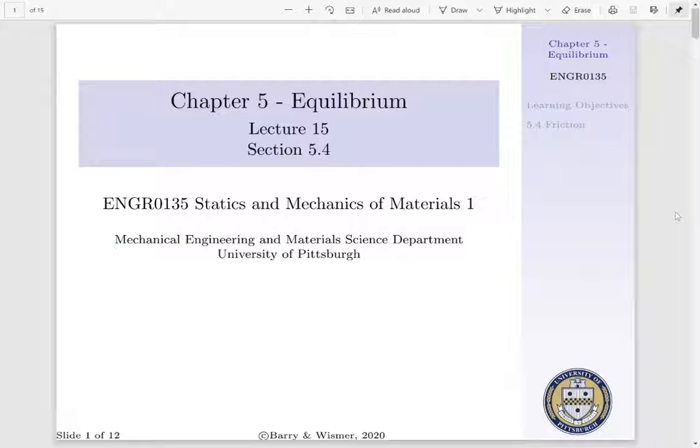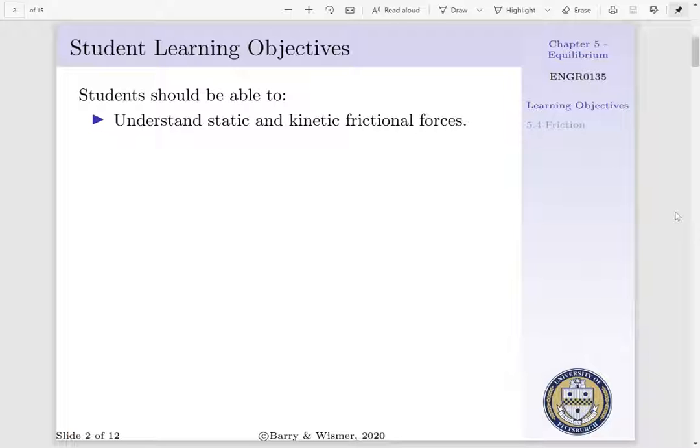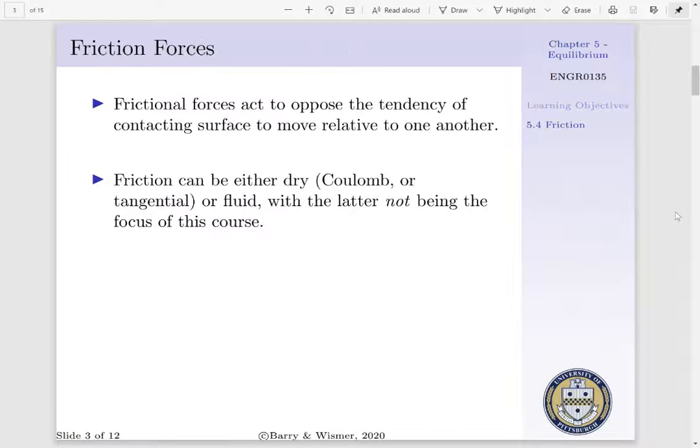Lecture 15 covers section 5.4. At the end of today's lecture, you should be able to understand static and kinetic frictional forces. Now, a frictional force is a force that acts to oppose the tendency of our contacting surfaces to move relative to one another. In this course, we're going to study dry, or Coulombic, frictional forces. Now, fluid forces is going to be the focus of fluid mechanics.